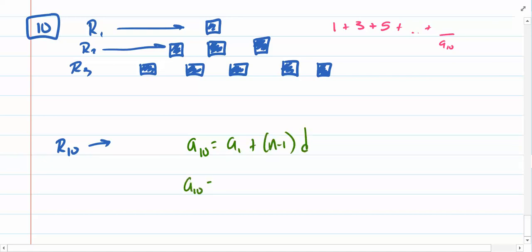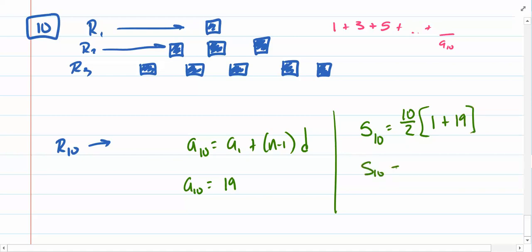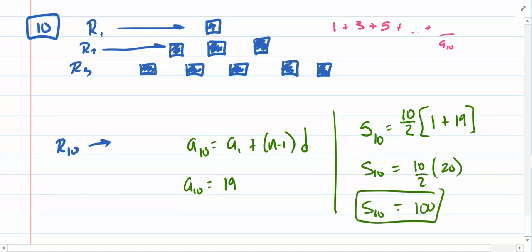That's the last one. So you got 19 for the 10th row. So there's 19 tiles in the 10th row. Okay, fair enough. Then what? I used the sum formula. Sum of the first 10 rows is going to be 10 over 2. What's the first term? What's the last term? 19. Very good. So the sum of the first 10 rows is going to be 10 over 2 times 20, which of course is 100. So I need to go to the store and buy 100 of those tiles if I want to create that picture.